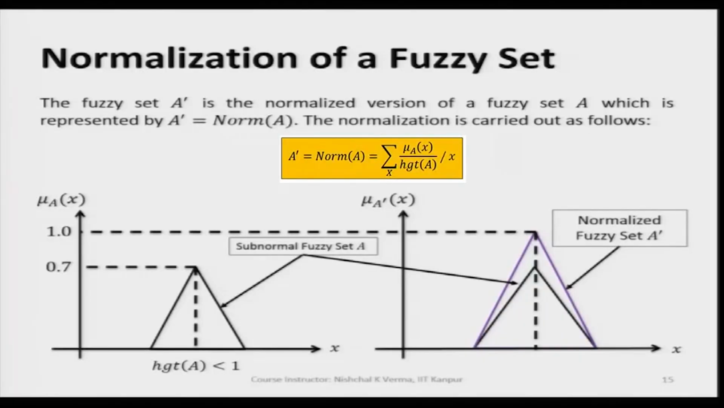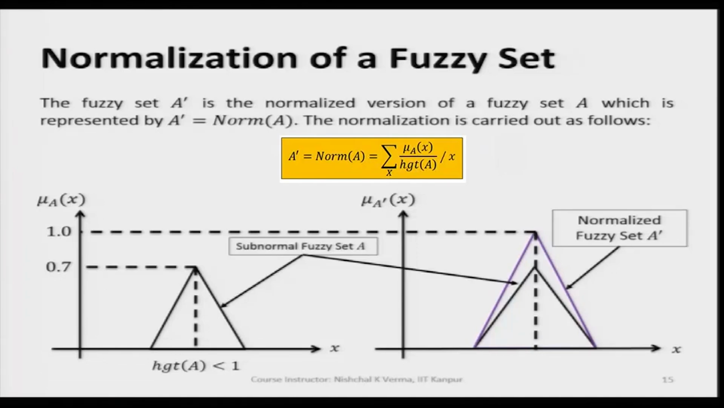Now, by now we understand what is a normal fuzzy set. A normal fuzzy set is a fuzzy set whose height is 1. So, if we have fuzzy sets whose height is not 1, and we would like to increase its height up to 1, or in other words, if we say that we would like to normalize a fuzzy set A, let us see how we can do that.